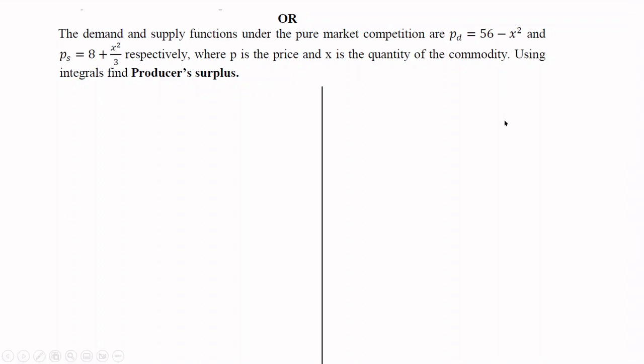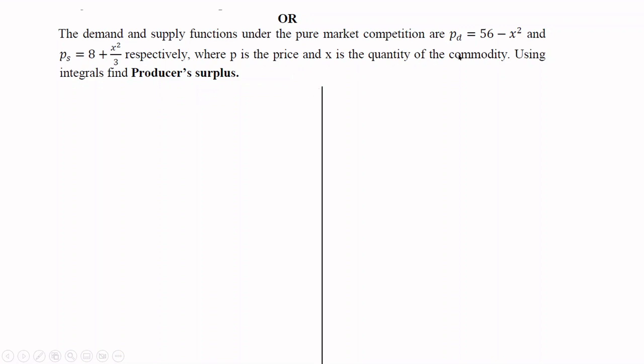Now moving on to the R part of the same question. The demand and supply functions under the pure market competition are: demand function is given by 56 minus x square and supply function is given by 8 plus x squared by 3 respectively, where P is the price and x is the quantity of the commodity. Using integrals, we have to find producer surplus.